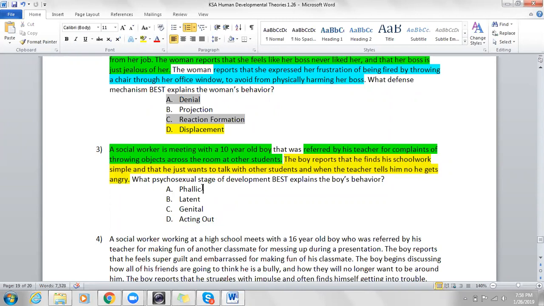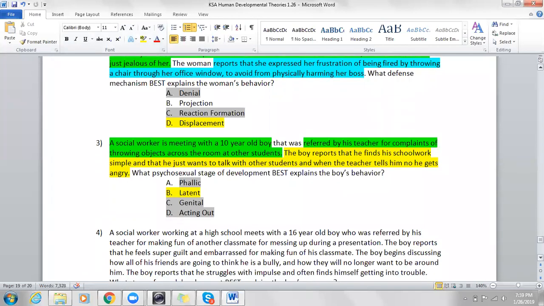So remember, phallic is where there's a genital fixation. Genital is where there's actually sexual acting out and being attracted to other people. And then we have latent, which is where the primary focus is on social interaction. Then acting out is a defense mechanism from Freud, so we'll rule that one out. And the answer here would be latent, because remember, the libido is latent and then comes up in the genital stage to be expressed after.